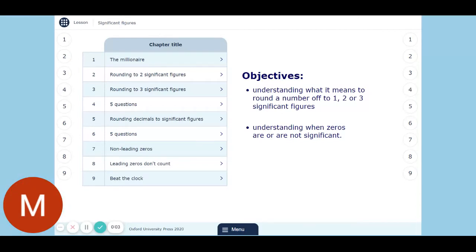So today's lesson is still on rounding, but we're going to look at rounding to significant figures now instead of decimal places. There's a lot of similarities, but there are a couple of subtle differences which we will address. And what we've got to get done today is understand what is meant by rounding to 1, 2, or 3 significant figures, and understanding what significant figures are and whether zeros are significant or not. So let's begin.